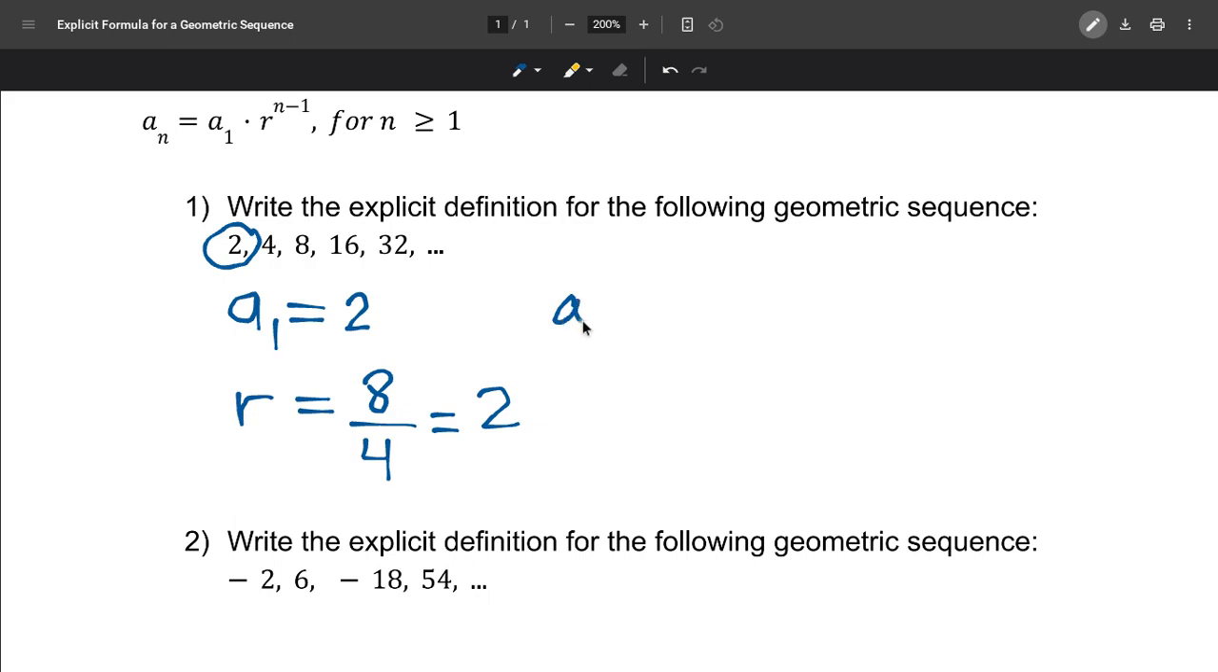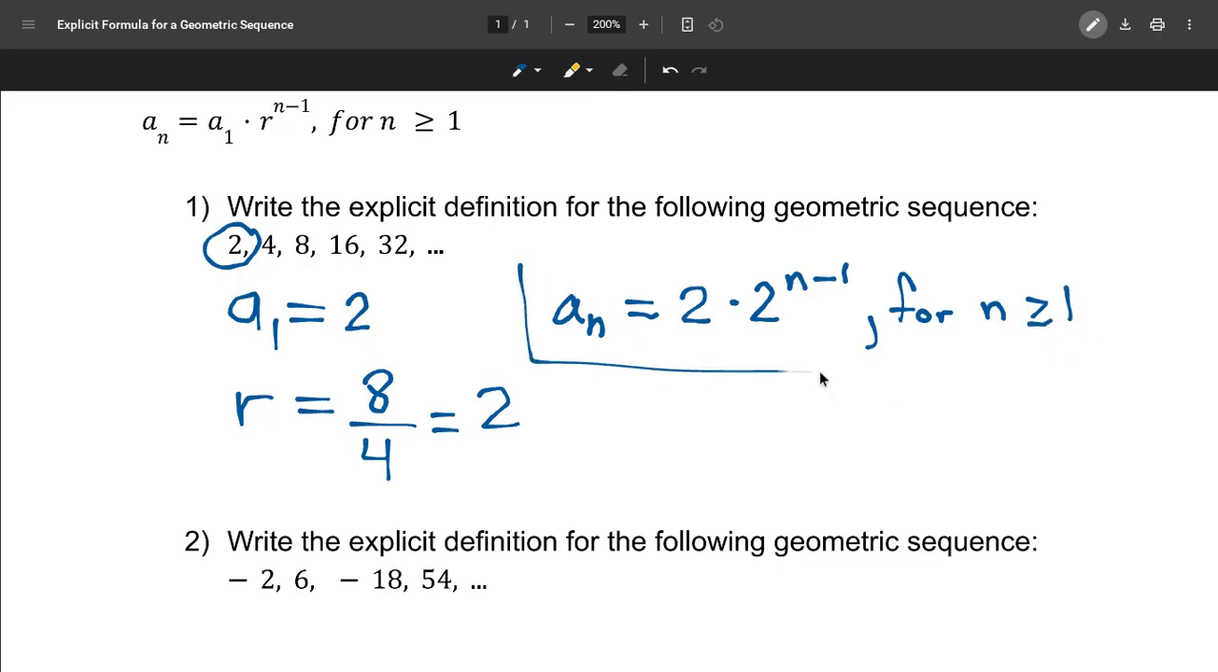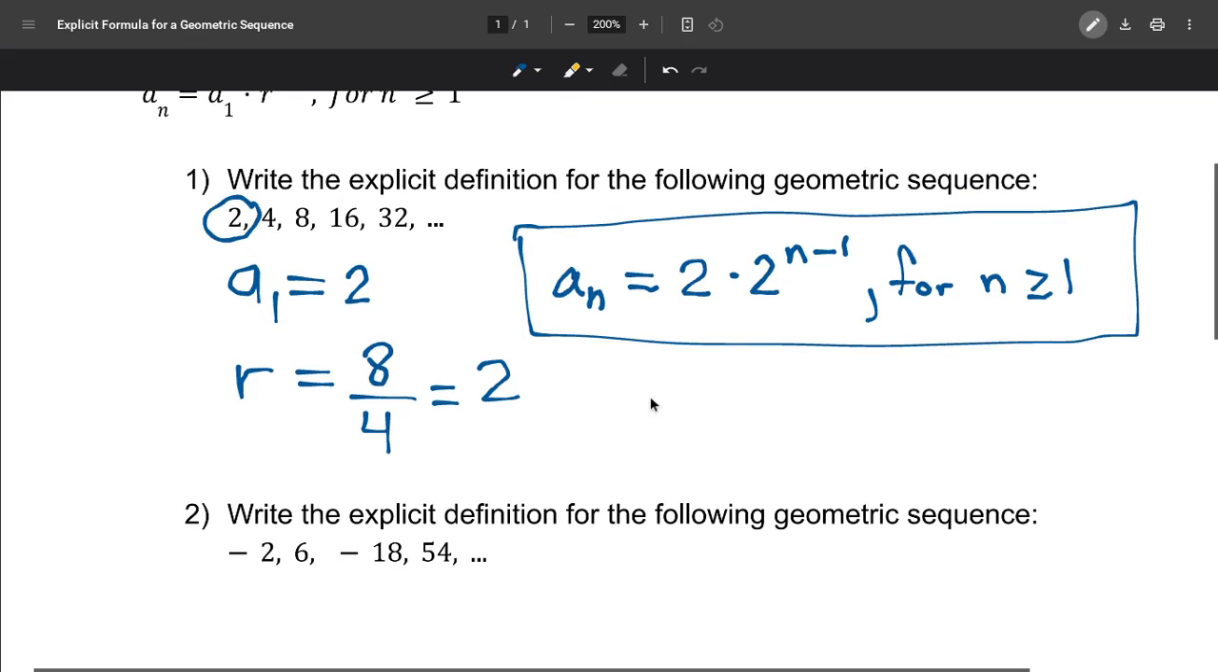So we can say a sub n equals 2 times 2 to the n minus 1 power for n being greater than or equal to 1. Alright, and that's the explicit definition for this geometric sequence. Let's try another one.